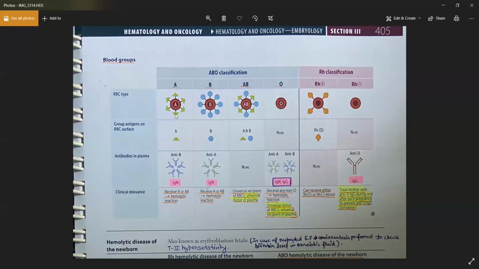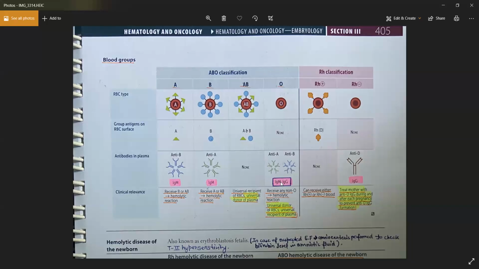So for the blood group A, you will have the anti-B antibodies. For the blood group B, you have the anti-A antibodies. For the AB, because both antigens are present, no antibody will form against them, so no antibodies. For the O, because they do not have any antigens, they will have both anti-A and anti-B antibodies. And please note that these are IgG types also. So both IgM antibodies and IgG antibodies are present.